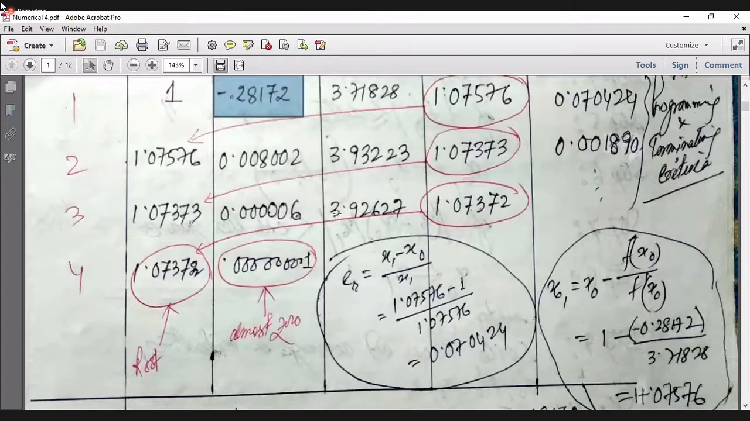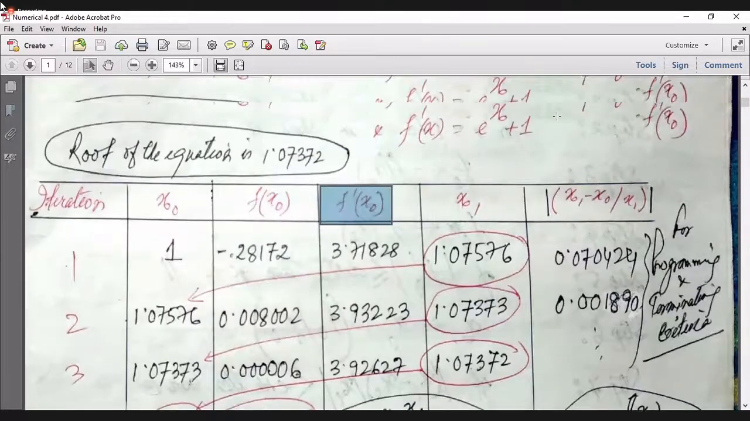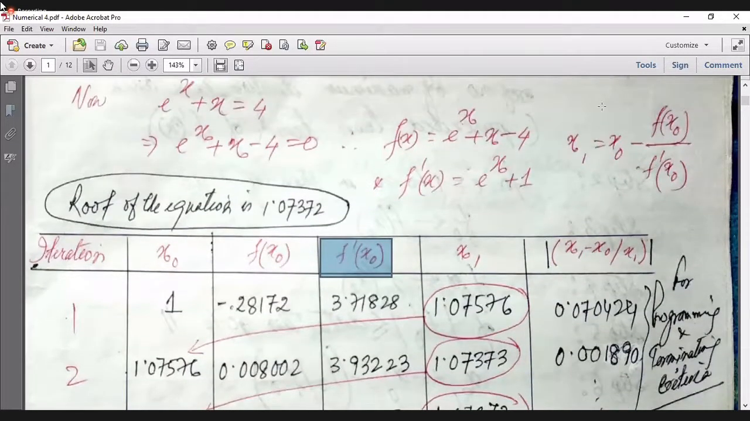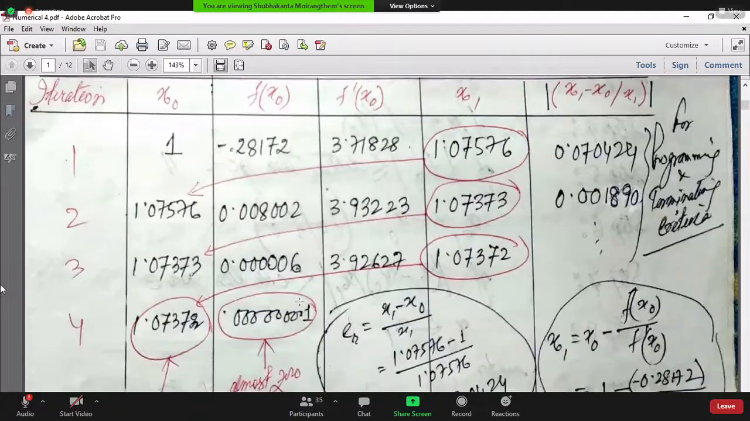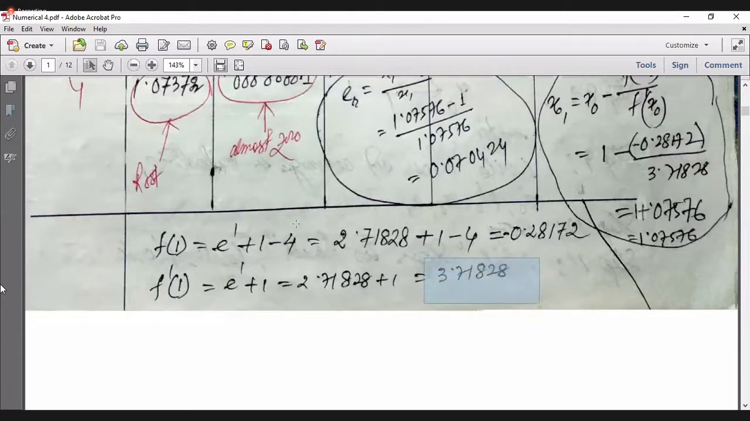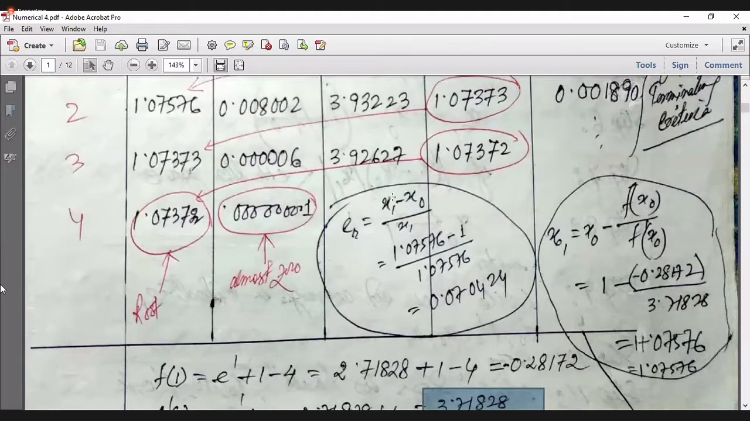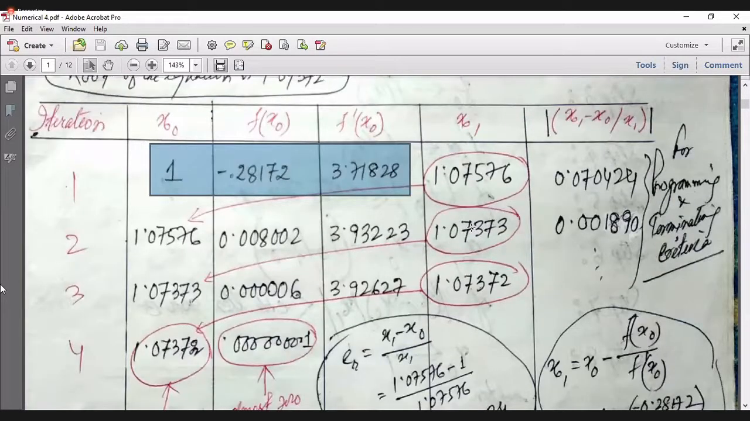Now we're going to find the derivative of the function, because to find the next root, we're going to use this formula. From the given function, we know f of x naught. Then we find f prime of x naught. We have already calculated this derivative here. So substitute x naught here: e to the power 1 plus 1. How much do you get? It is 3.71. So we put 3.71 here. Now using these three values, we can calculate the next value.